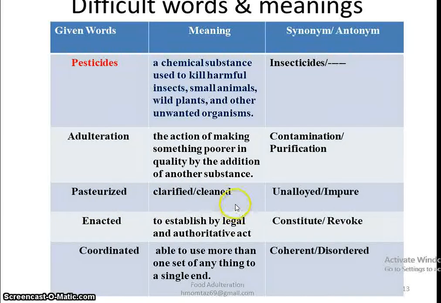Pasteurized, that is clarified and cleaned. And the synonym is unalloyed. Antonym is impure. Enacted, to establish by legal and authoritative act. The synonym is constitute and antonym is revoke. Coordinated, able to use more than one set of anything to a single end. Synonym is coherent and antonym is disordered.